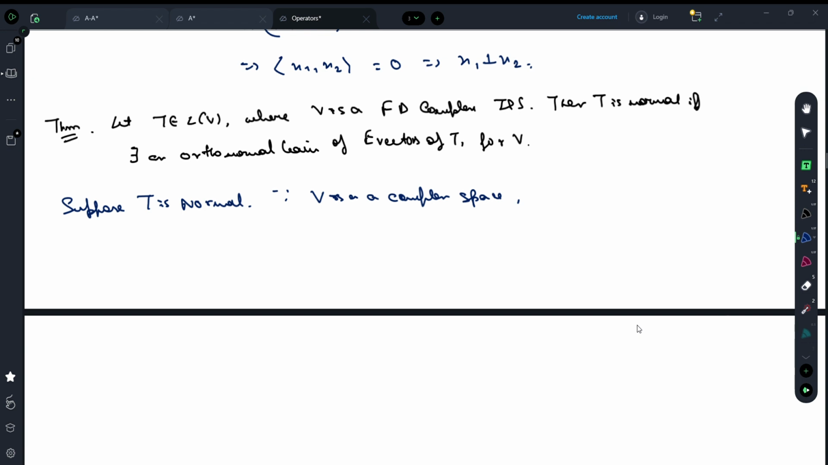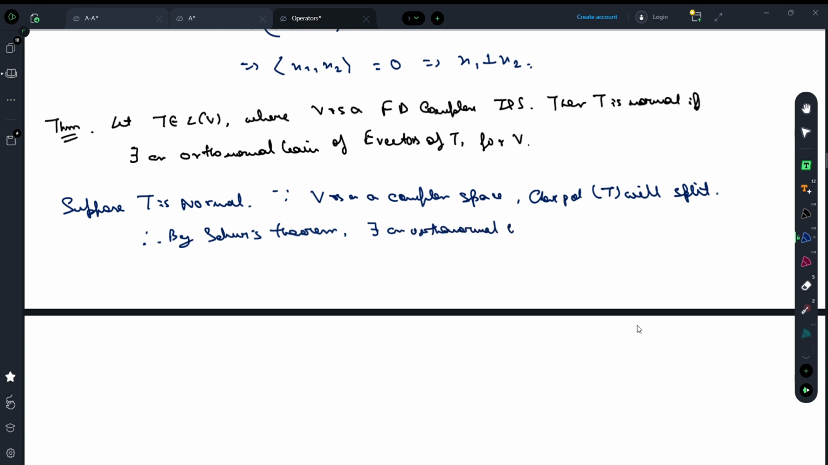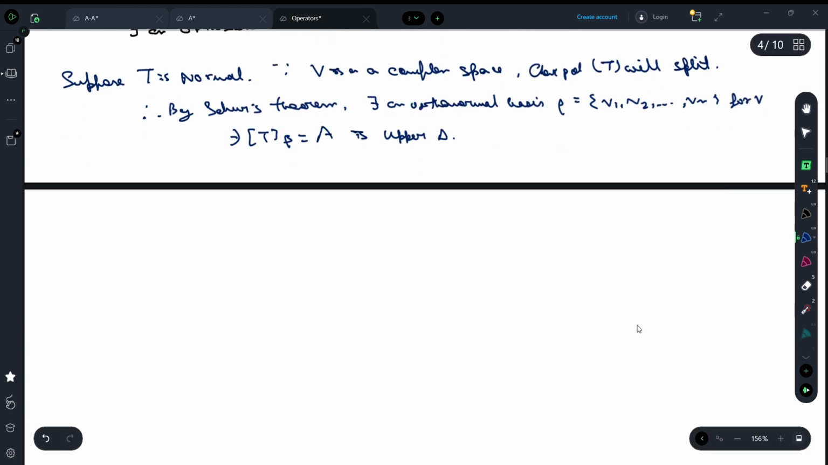Now since V is a complex space, the characteristic polynomial of T must consider coefficients from the complex field. Hence, by the fundamental theorem of algebra, the characteristic polynomial for T will always split. Therefore, by Schur's theorem, there exists an orthonormal basis, say beta equals v1, v2 till vn for V, such that the matrix of T with respect to beta, let it be A, is upper triangular.